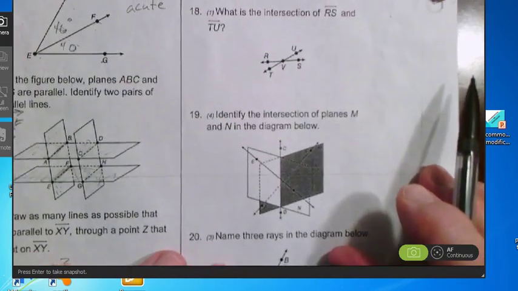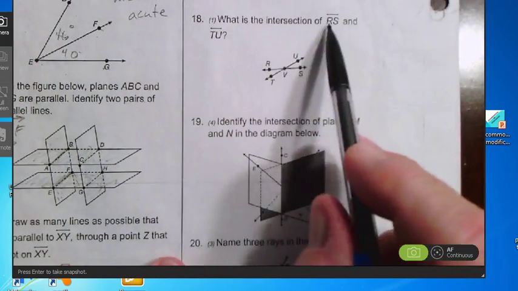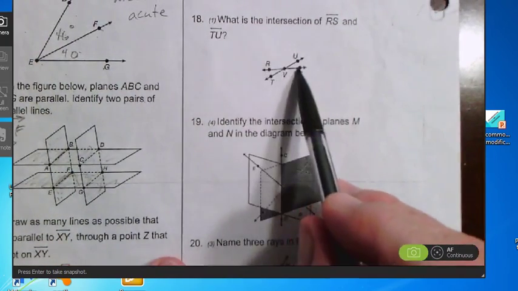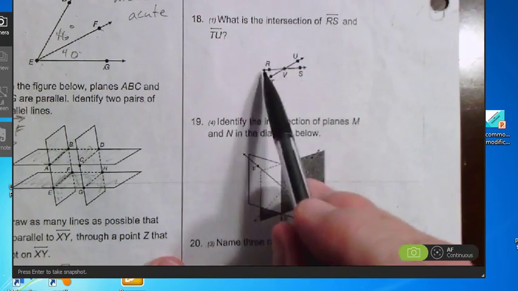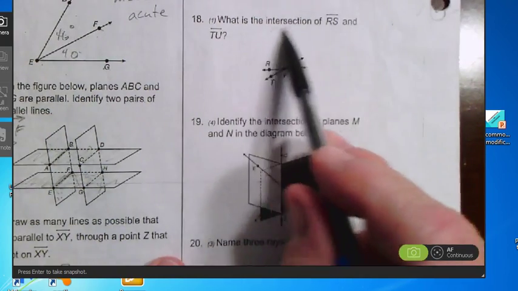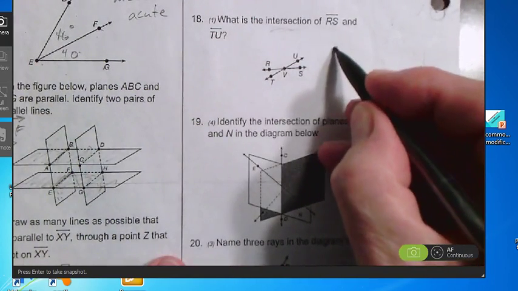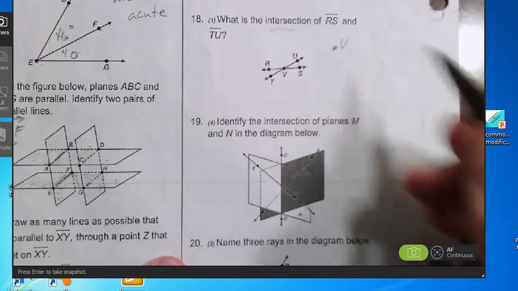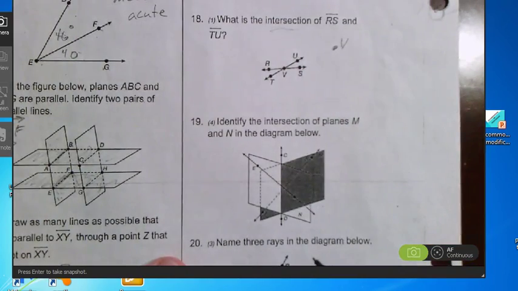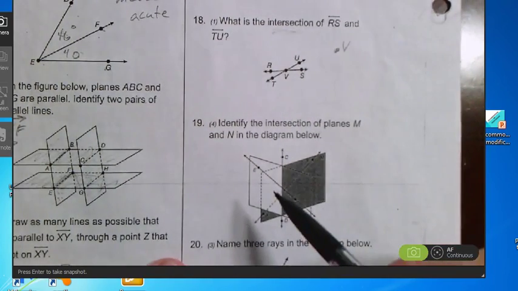18. What is the intersection of RS and TU? Okay, what's the intersection? That's the crossing point, so the intersection is point V. So you can write point V like I did, and that's officially naming the intersection.